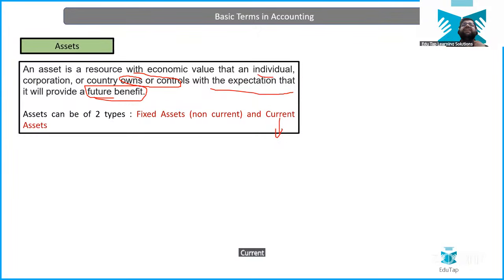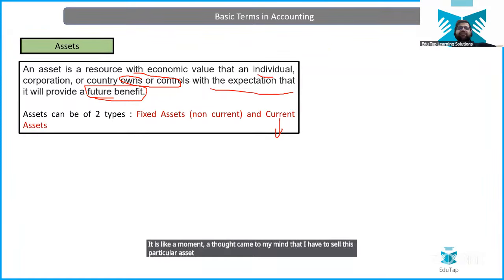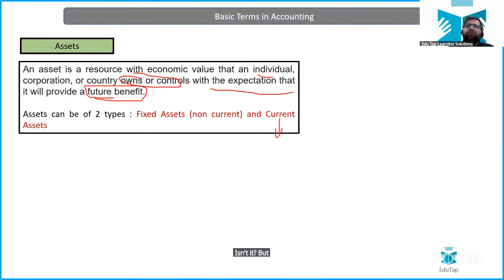Current assets are very liquid. It is like a moment, a thought came to my mind that I have to sell this particular asset. I will sell it and I will earn money from it. Isn't it? But can I say that house is a current asset? No.